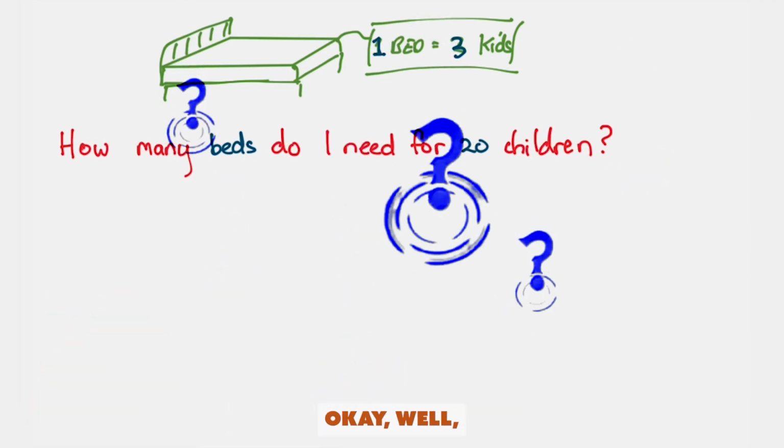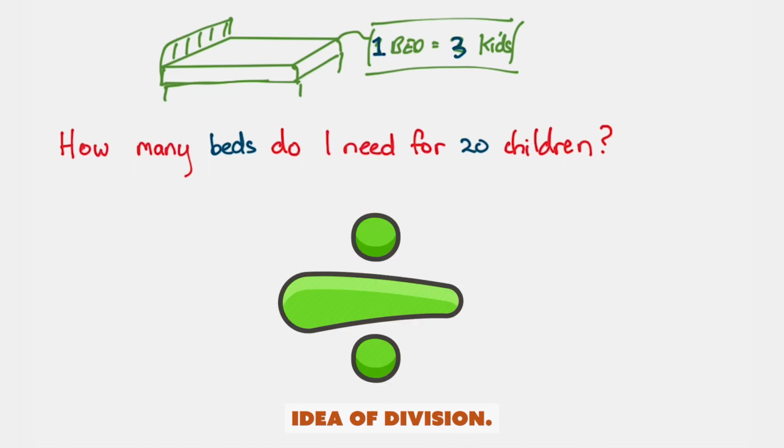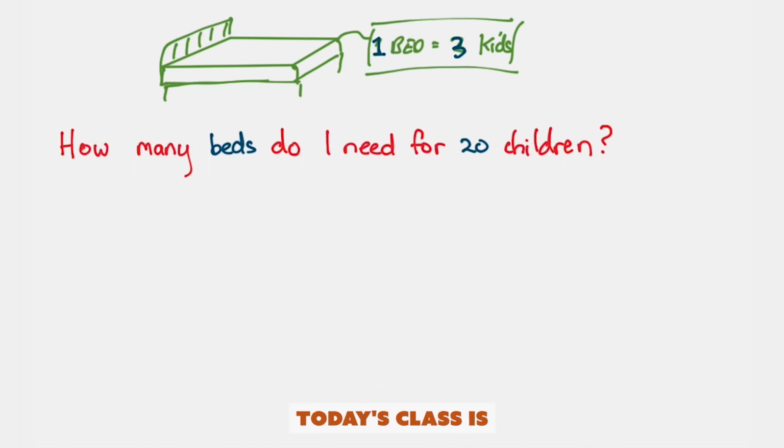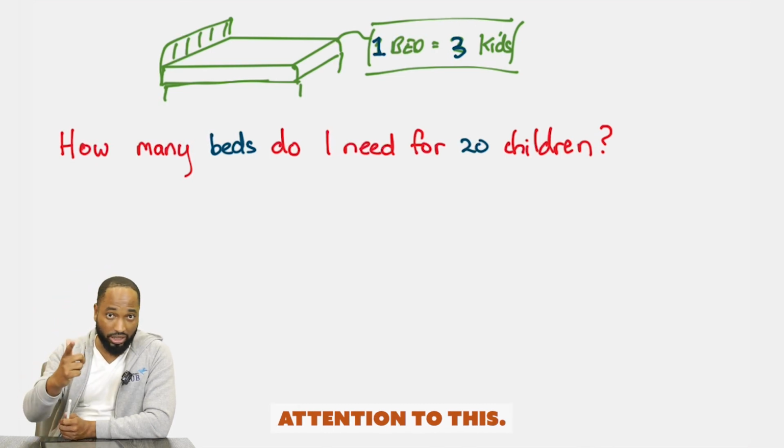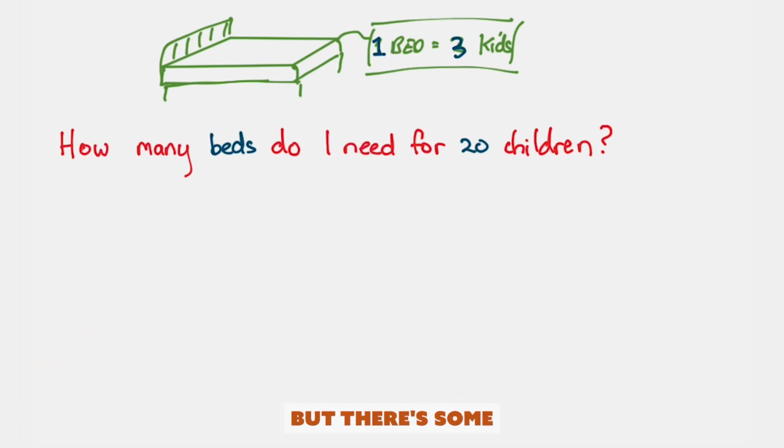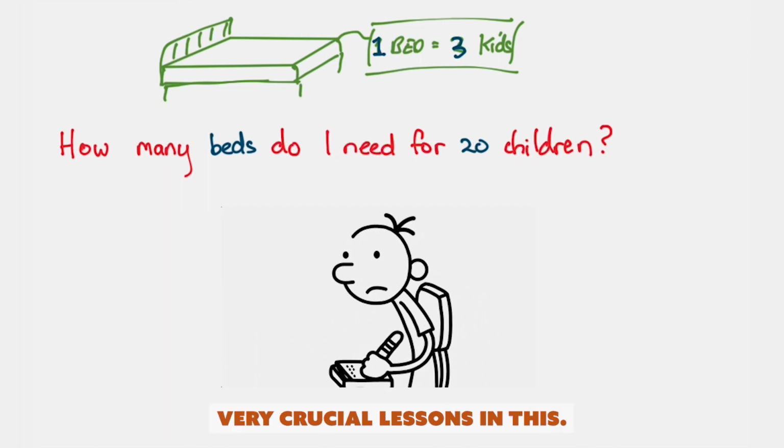Okay. Well, this is clearly an idea of division. And what I want to do in today's class is look at 3 cases of division, but the aim of this class is to watch what happens to the quotient. What's the quotient? The quotient is the answer when you divide. So put on your thinking caps and pay close attention to this. It's easy questions, but there's some very crucial lessons in this.